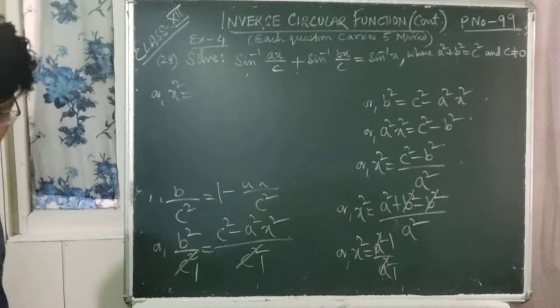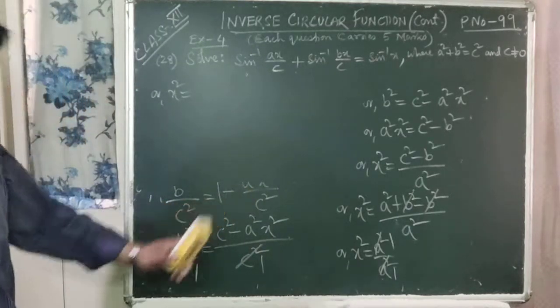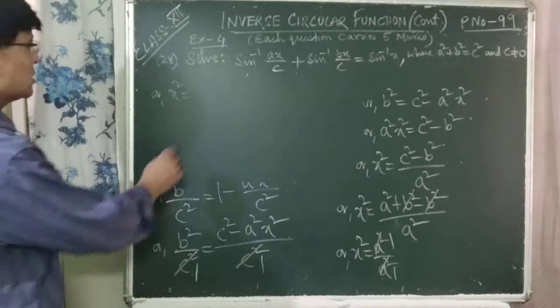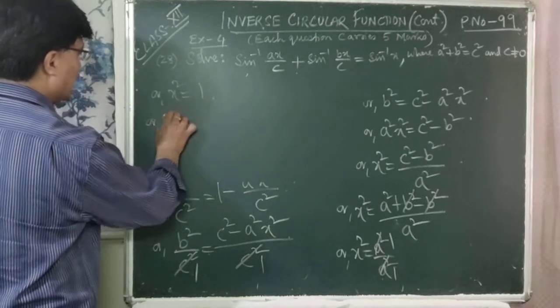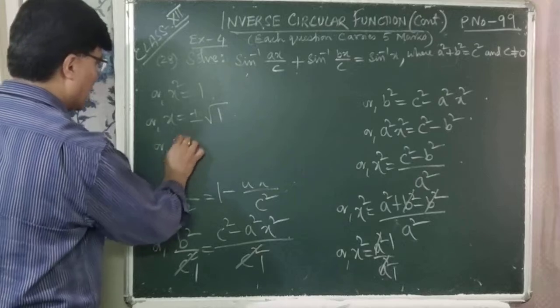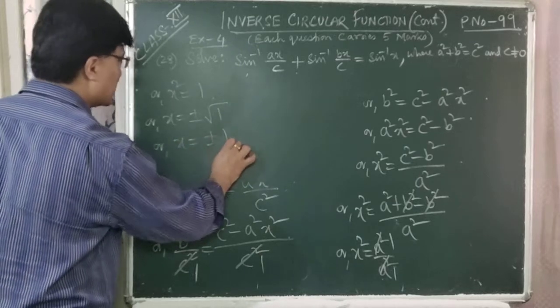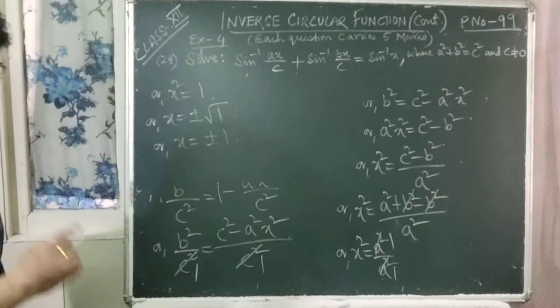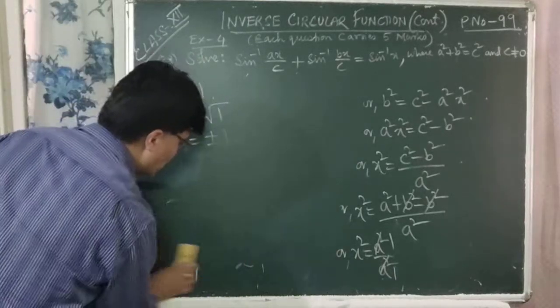Next, x square is equal to, what is 1 by 1? a square divided by a square is always 1, which is equal to 1. Or x is equal to plus minus root over 1, what is the square root of 1? That is 1, right? So we have got the answers.